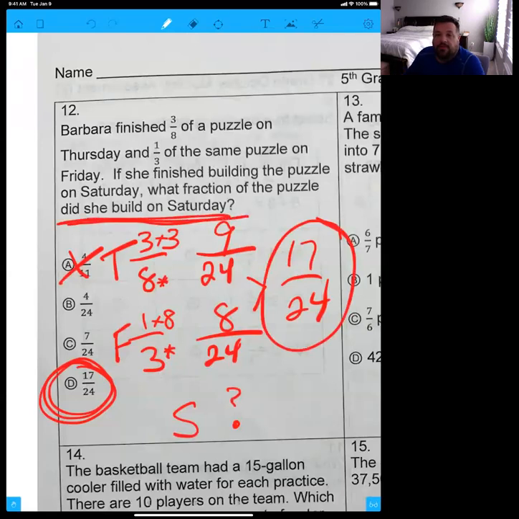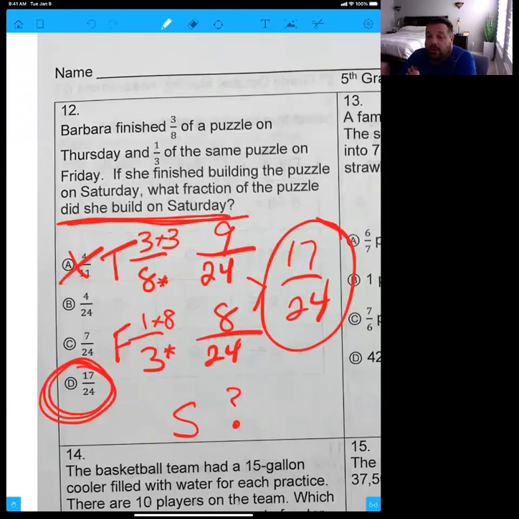So remember, a lot of people go, well, there's no number there. I don't understand. She finished the whole puzzle, right? So what we're taking away from is one whole. We're trying to get to one whole, so we're trying to get to 24 24ths. We're only at 17 24ths. So what is the difference between 24 and 17? 18, 19, 20, 21, 22, 23, 24. It's 7. So she has 7 24ths to finish. So your answer would be C.